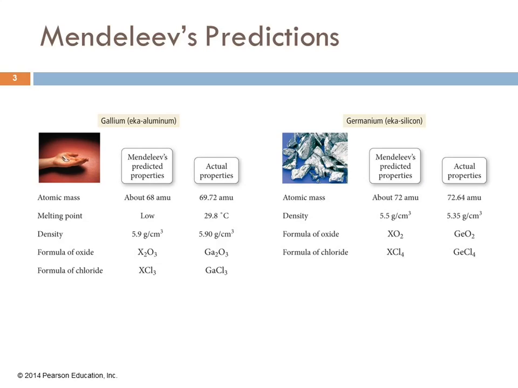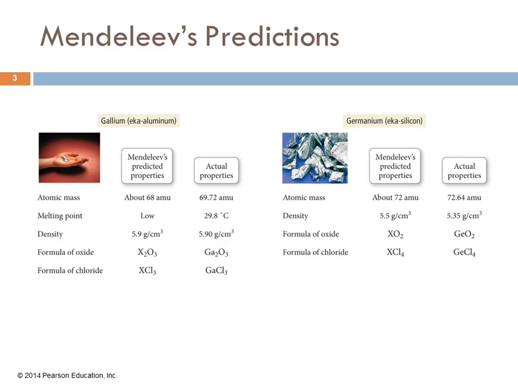So here's an example of two of the elements he predicted. When it was discovered, it was named gallium. He named it Eka aluminum, and germanium, which he called Eka silicon, because it was one below silicon on the table that he had. So, looking at his predicted properties versus the actual properties, it's really very amazing. You've got the formulas for the oxides and chlorides, right? The densities, remarkably close. He had ideas about the melting point.